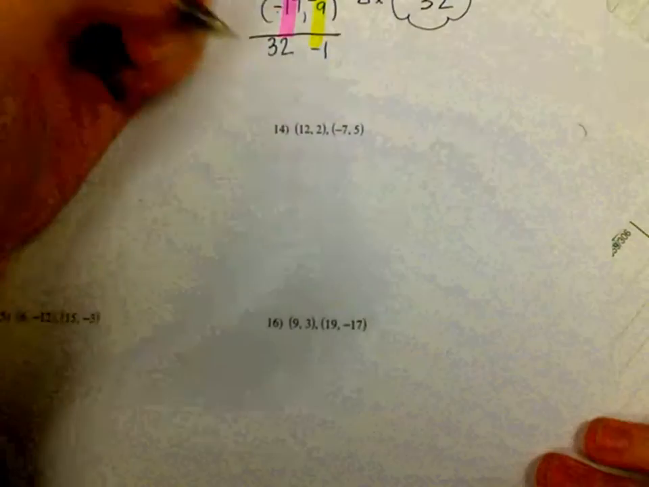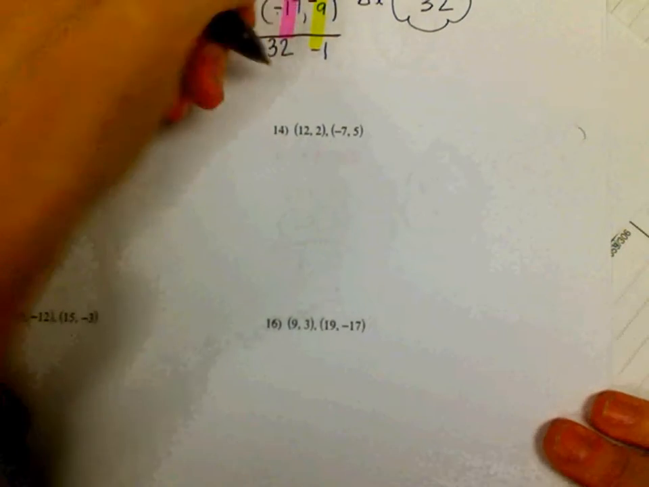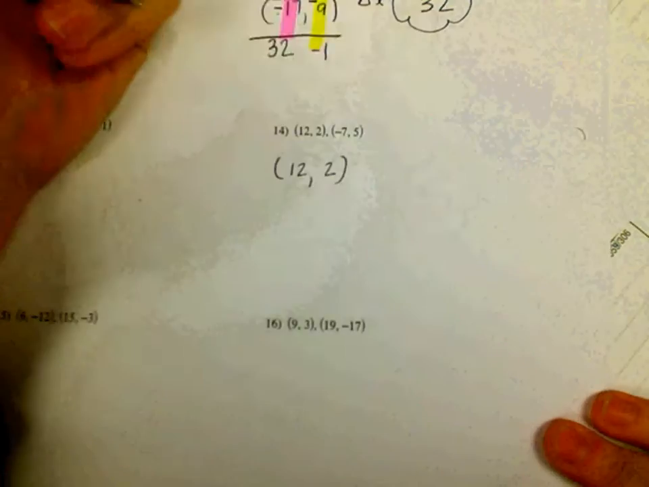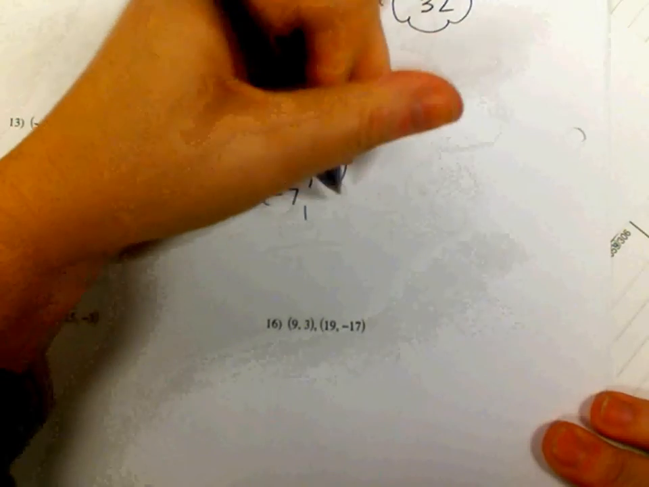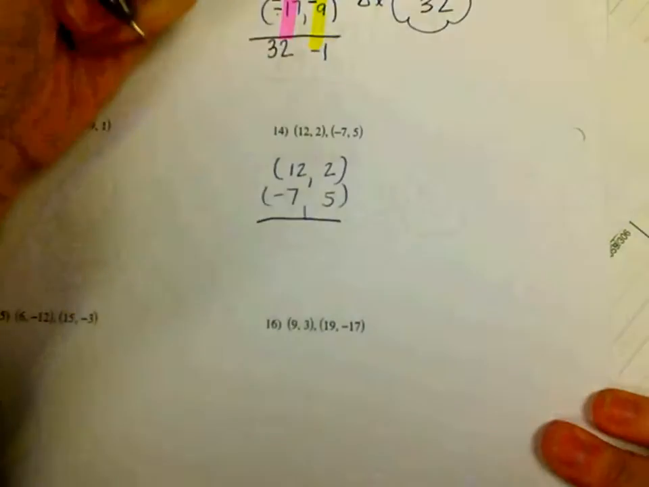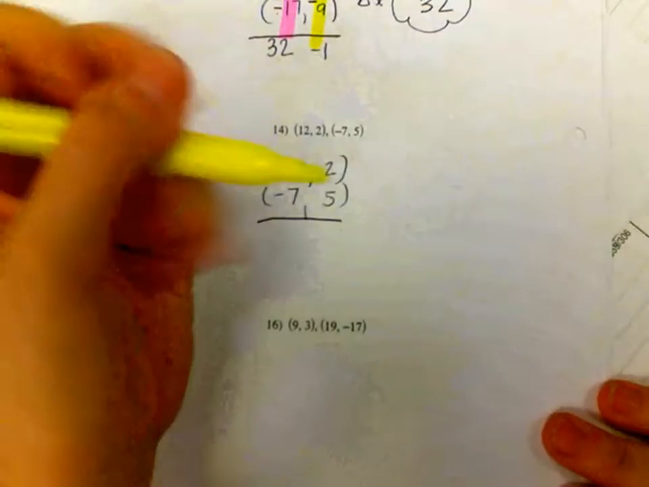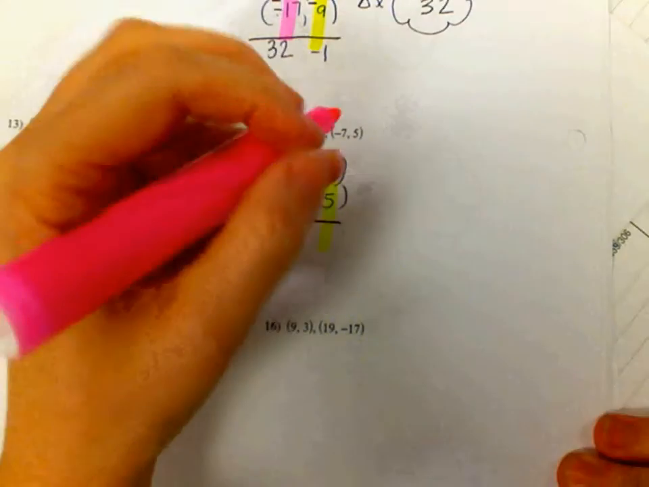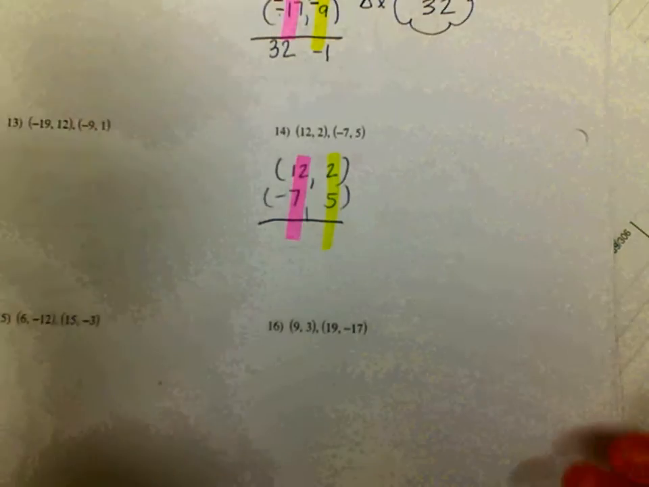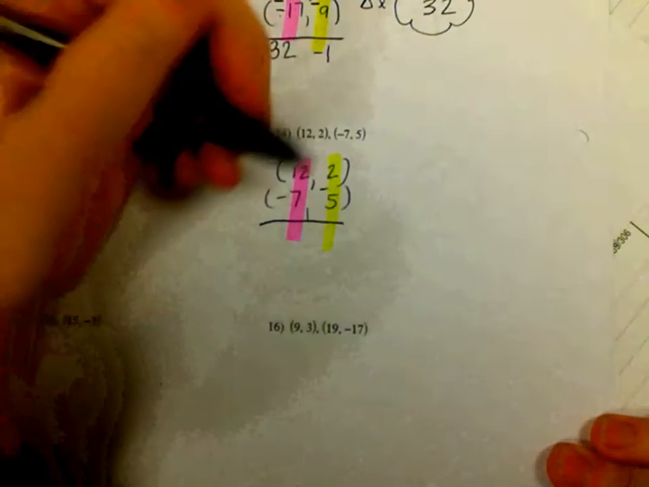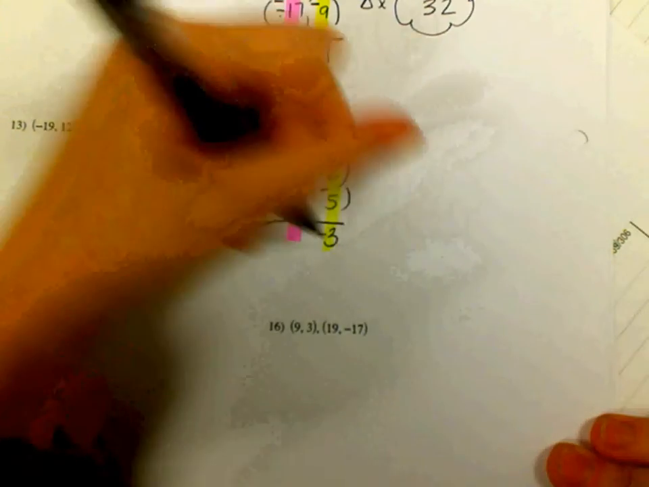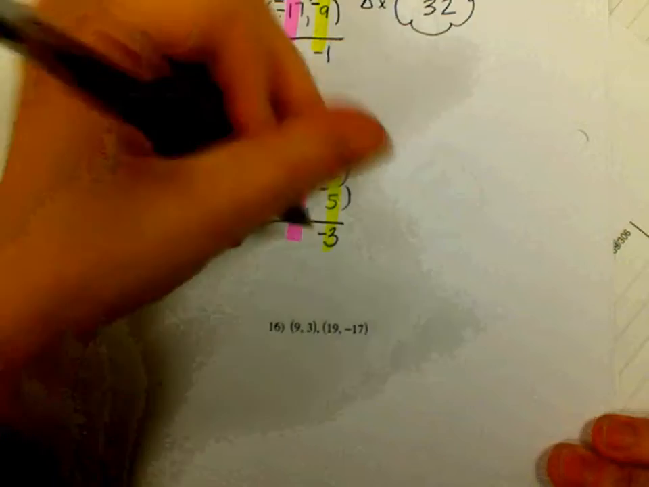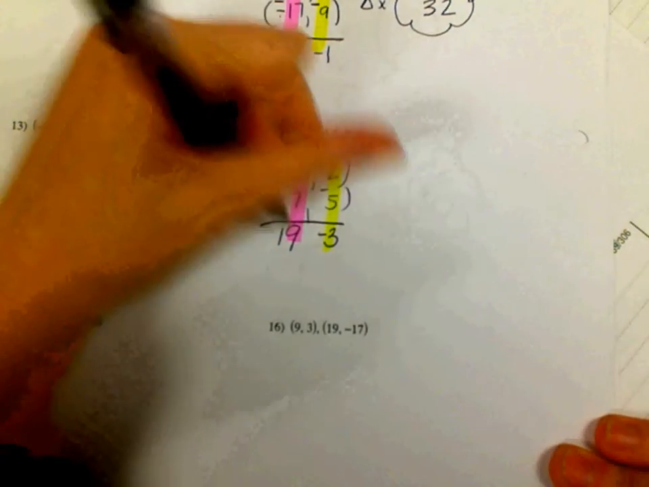Alright, number 14, we're just practicing finding the rate of change between 2 points. Same thing every time. 12, 2, and negative 7, 5. Stack them. And subtract them. 2 minus 5 is negative 3. 12 minus negative 7 is 19.